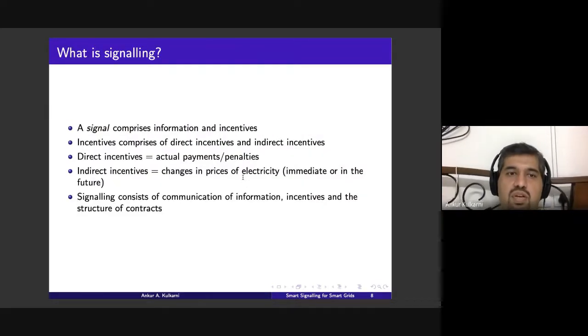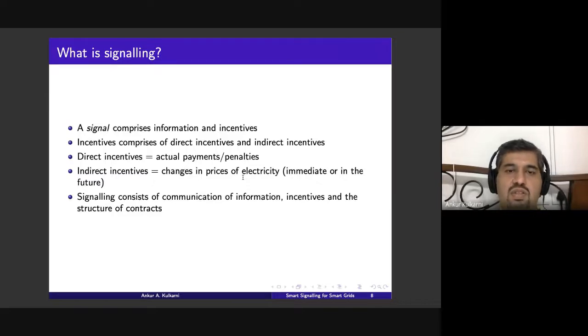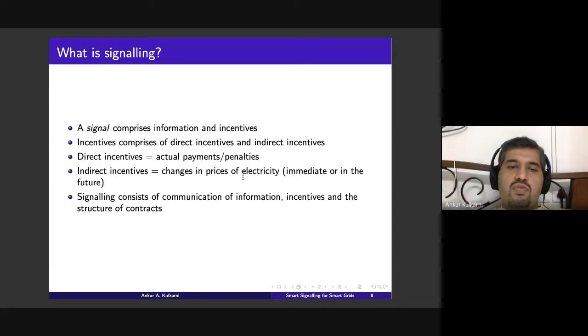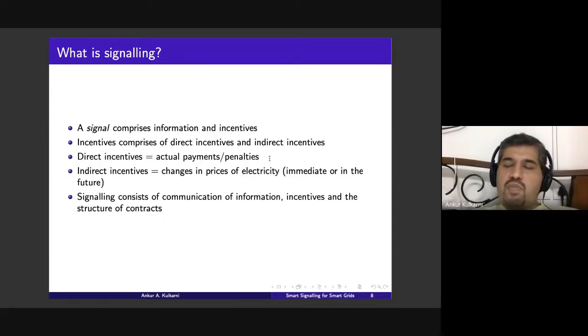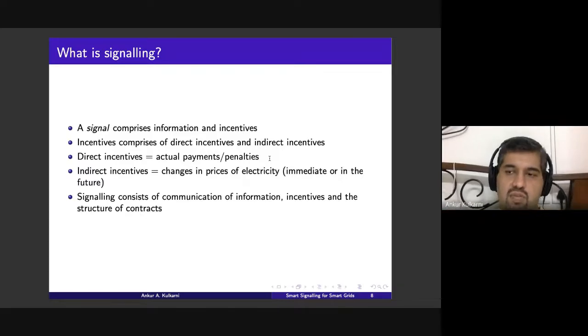Now let me come to the question of what is signaling. Now that we know our approach is going to be to think of agents as rational agents that have some well-defined interest and some well-defined information, and they're going to respond by maximizing their interest given the information, we can now ask: what is a signal? What do I mean by a signal? A signal comprises two components. The first component is information, the information that you give the agent. And the second is incentive.